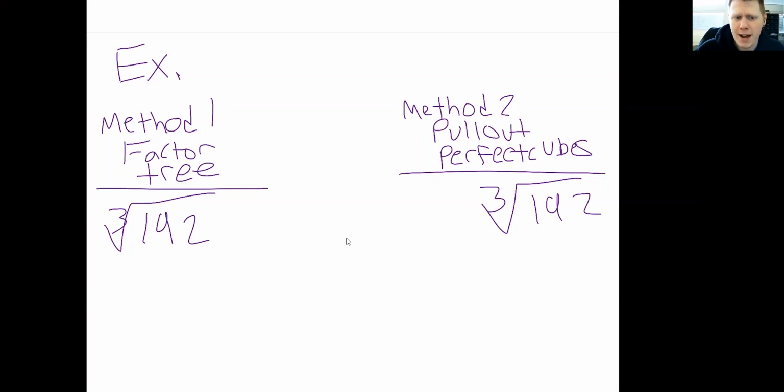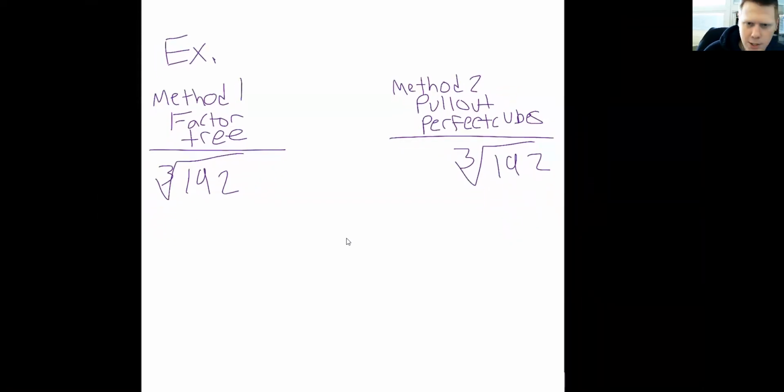Method one is just a factor tree. So if you're trying to find the cube root of 192, and this was an example from Delta Math in that third section, one way to do this, because it's not a perfect cube, like the answer is not just 10 or 12 or 13 like a lot of the questions you're going to see, is to just do a factor tree.